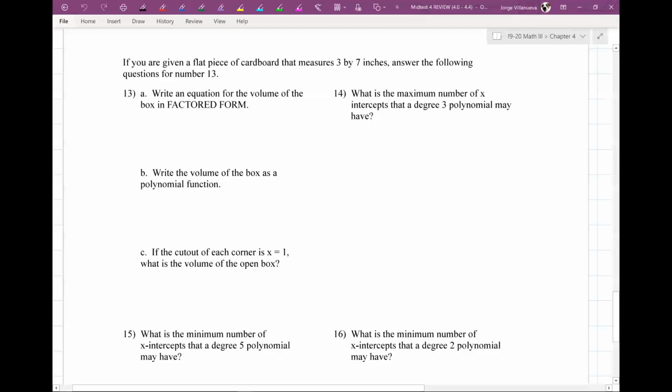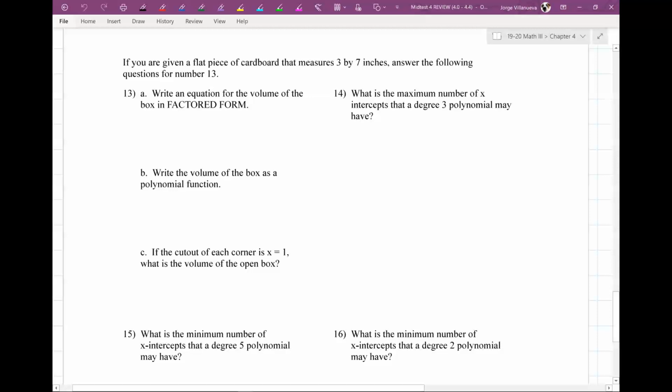So they're telling you for part C, what if x equals 1? So you just plug it in. If x is 1, plug it into your formula. It's going to give you an answer. Then: what's the maximum number of x-intercepts that a degree 3 polynomial may have? So that doesn't even have anything to do with number 13. So they're actually making you do a lot less work for this box problem, just 3 little parts instead of 6. So that's good.